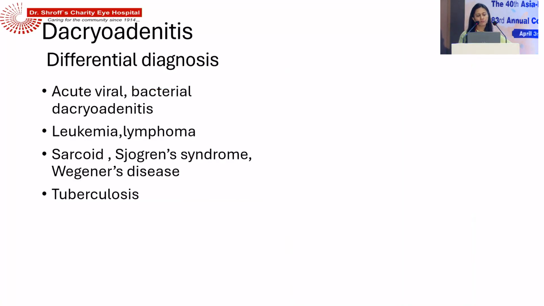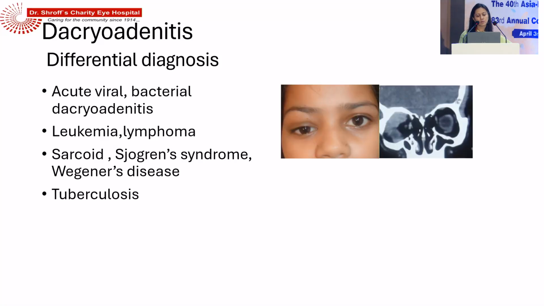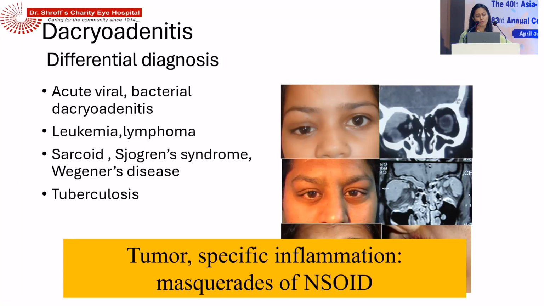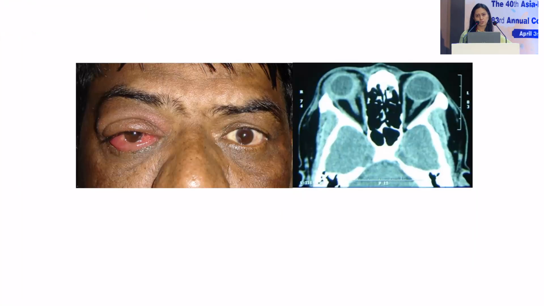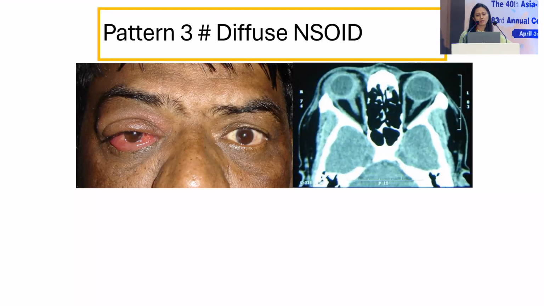So there is a list of differential diagnoses of dacryoadenitis: viral, bacterial, autoimmune diseases, sarcoid, tuberculosis, even infiltrative disease like leukemia and lymphoma, which again we should be aware of. This needs to be ruled out by a biopsy before we label the patient as idiopathic dacryoadenitis if the presentation is atypical. This is pattern 3, diffuse NSOI.